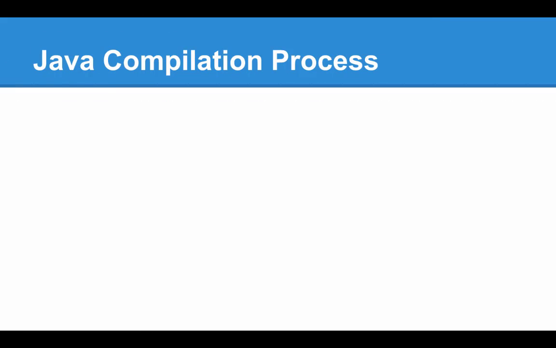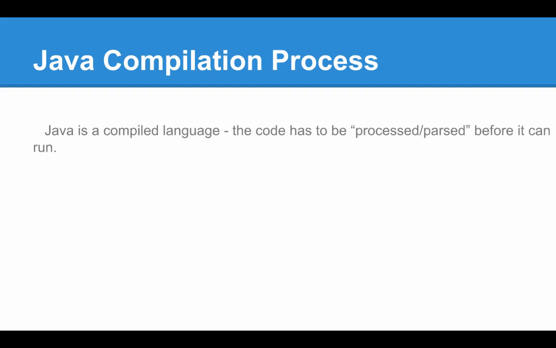In this video, we're going to talk about the Java compilation process. So Java is a compiled language. What this means is that the code that you write has to be processed before it can run. Now, how does this work?